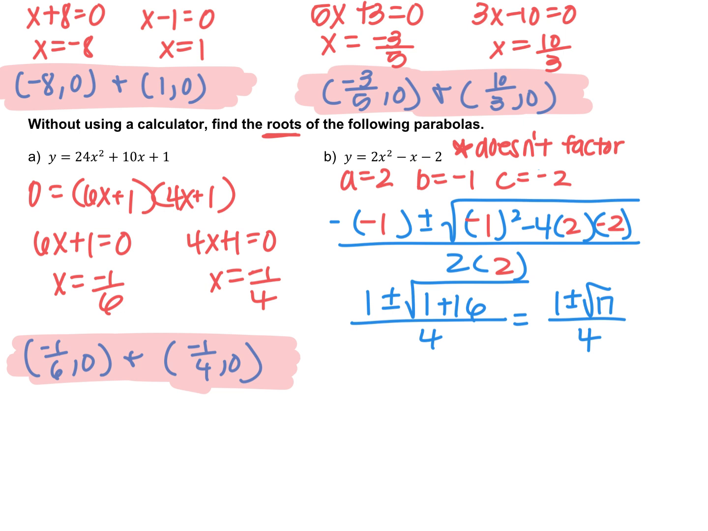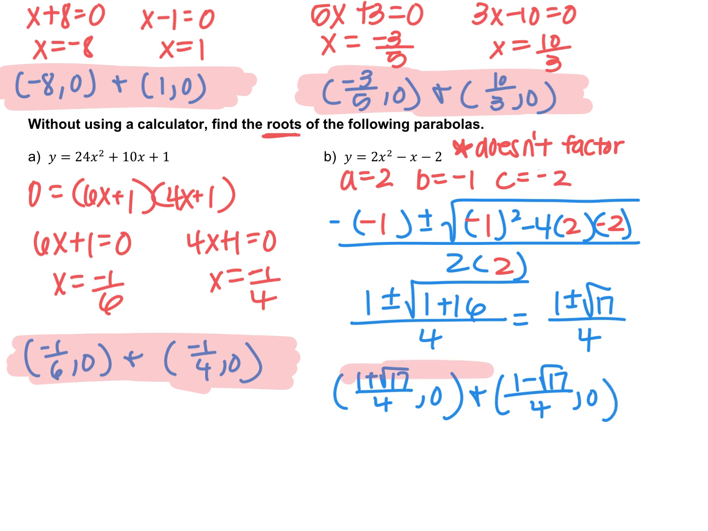Now, there's the quadratic formula, but once again, these are roots. They are x-intercepts. So we can write our answer as (1 plus square root of 17)/4, comma 0, and (1 minus square root of 17)/4, comma 0. So we can write them as points using the positive and the negative.